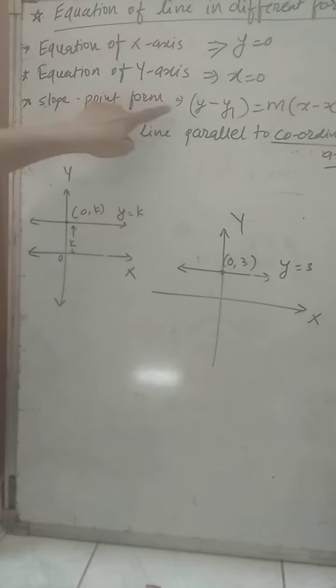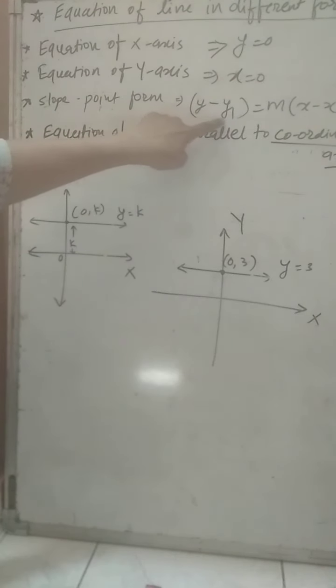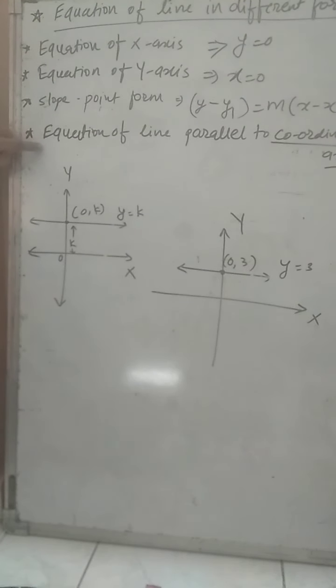This is slope point form, y minus y1 equal to m into (x minus x1). It means if any one point is given on the line and the slope is also given, we should use slope point form, y minus y1 equal to m into (x minus x1). Remaining parts of the different forms of equation of line are also important forms.